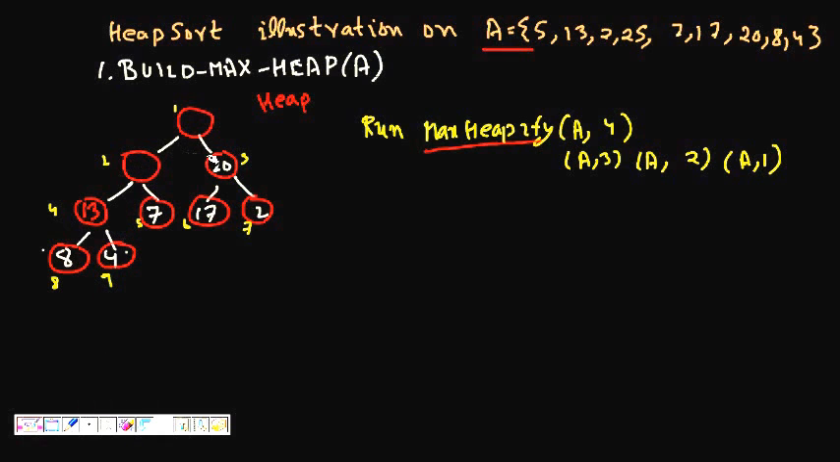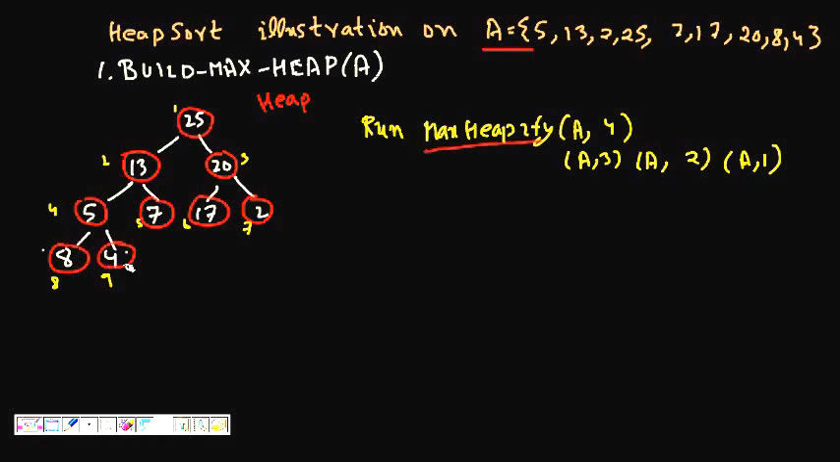So here we have 25, here we have 5. Again, this node 2 is now not satisfying the max heap property. 5 is less than 13 and 7, so we swap it with the maximum among them. So 5 and 13 are swapped. Okay, so 13 comes here, 5 comes here.